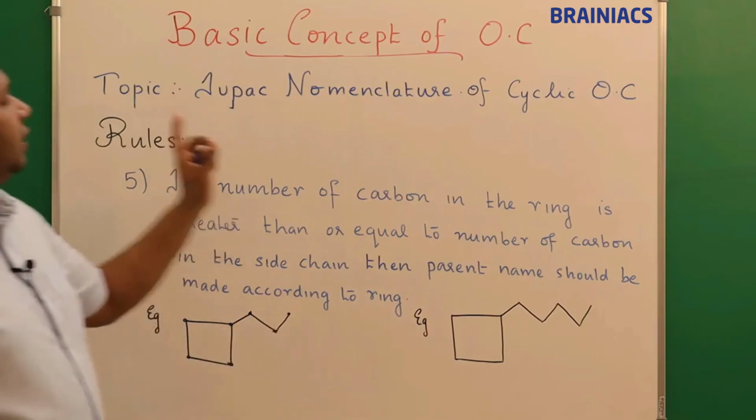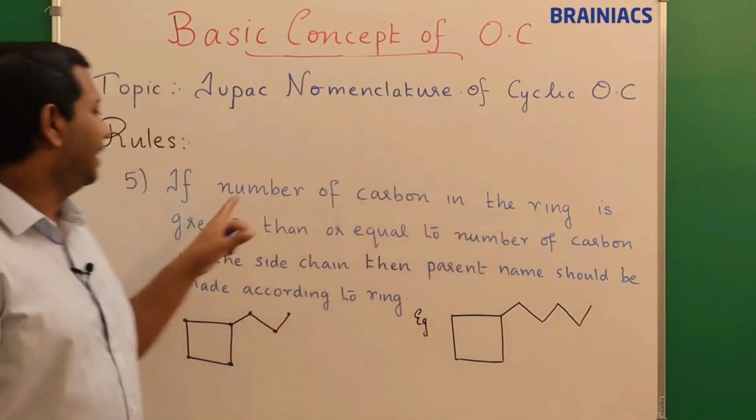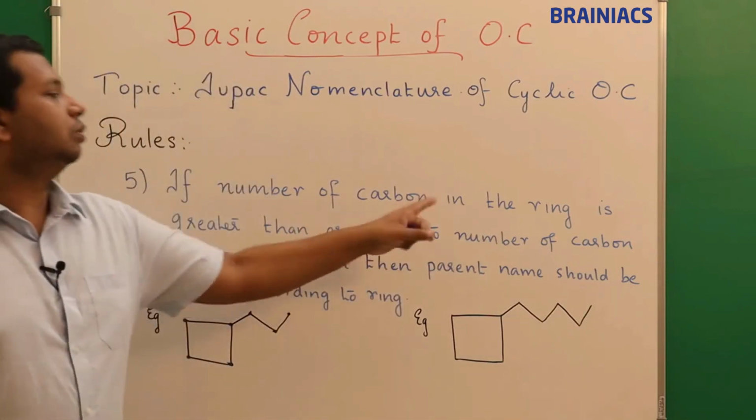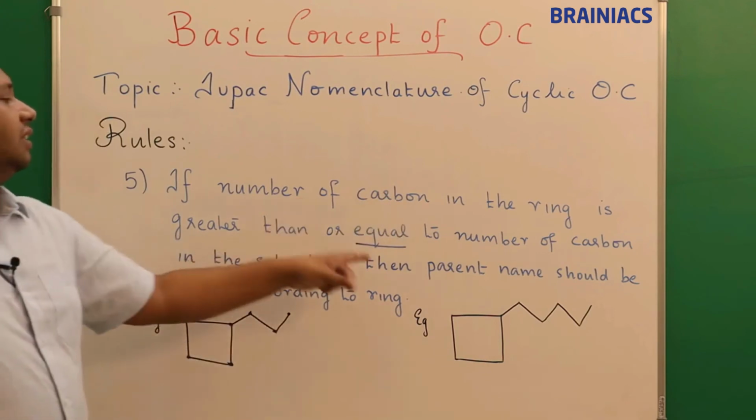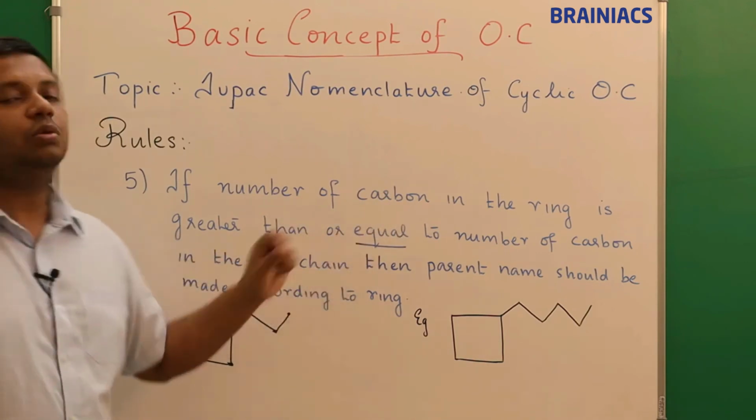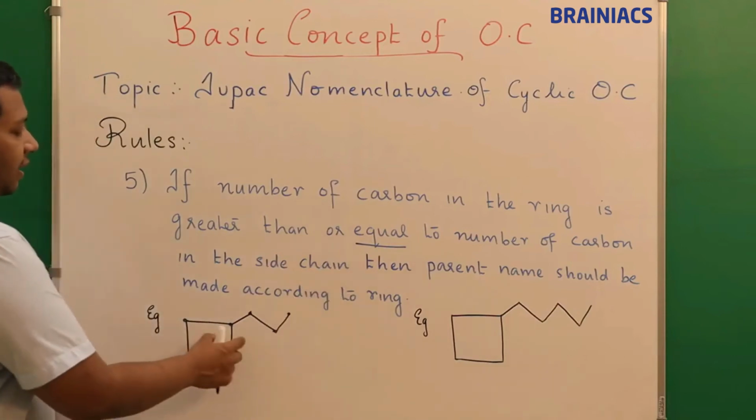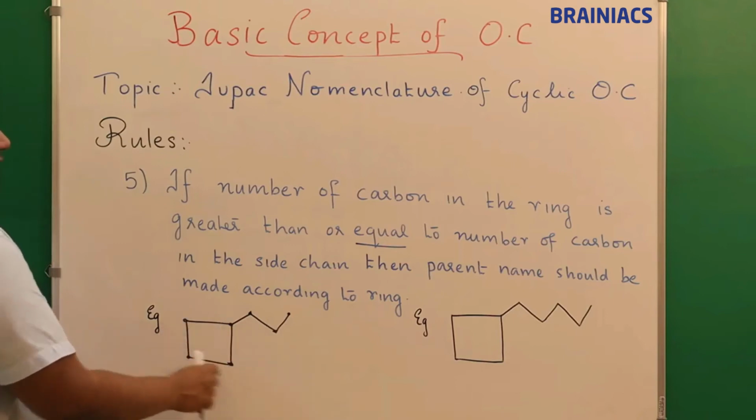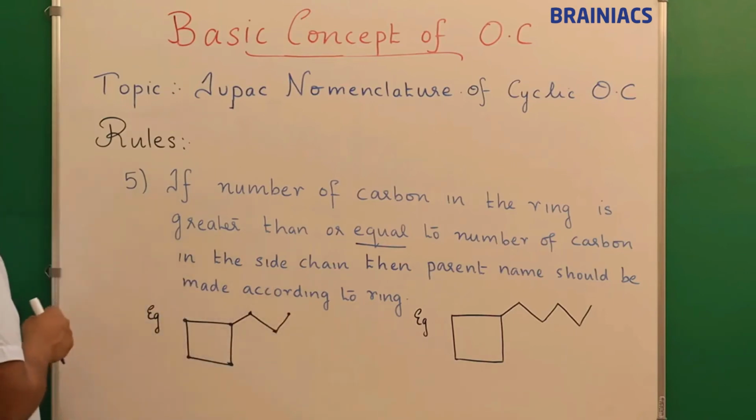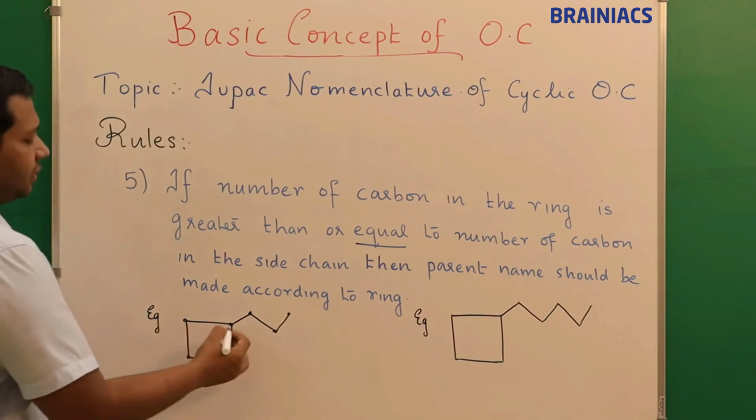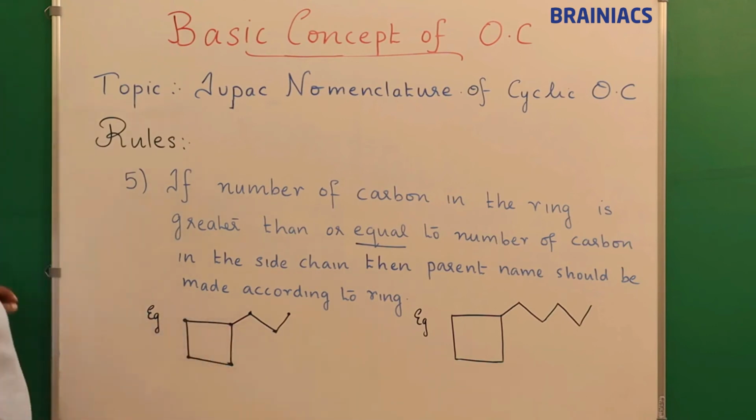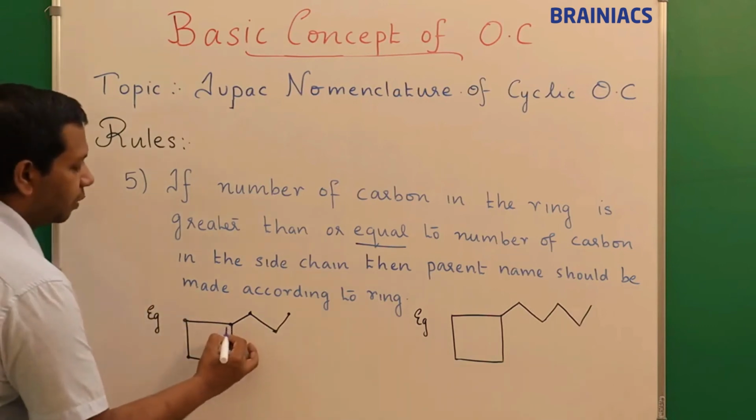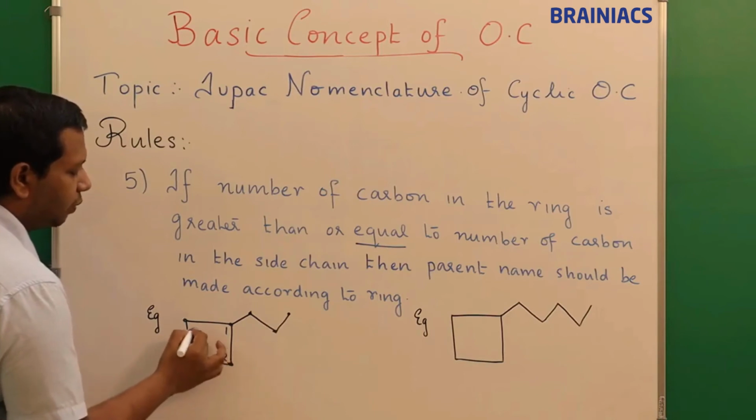Now what is the rule saying? If the number of carbon in the ring is greater than or equal to the number of carbon in the side chain, then the parent name should be made according to the ring. That means we should consider the parent as the ring. So how will you number it? If the parent chain is the ring, then this should be the substituent. So I can say again, if substituents are attached to the ring, there is no functional group or there is no double bond, so the substituent should get the lowest possible number, 1, 2, 3, 4.